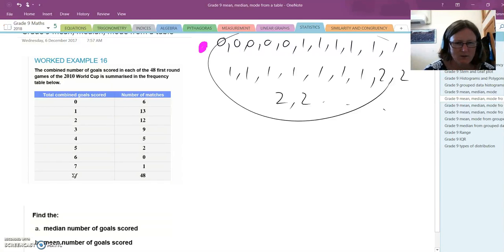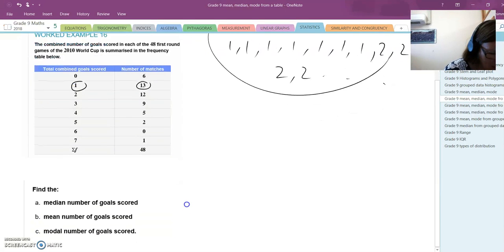The mode's the easiest. What was the most common number of goals scored in a game? We look at our frequency table. In 13 games, 1 goal was scored. So our mode would be 1, because there were 13 games that 1 goal was scored.